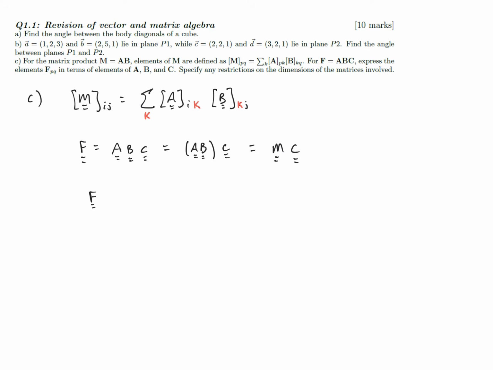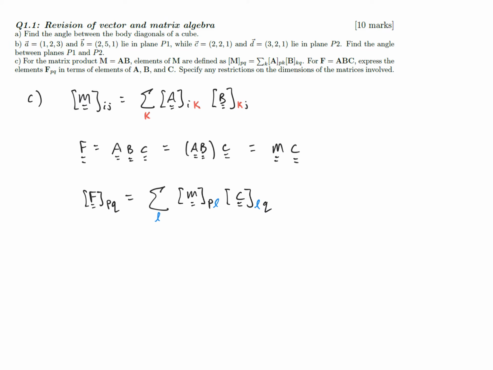So if we look at F, what are we looking for? FPQ we want, don't we? Then by exact analogy to the previous expression, that would be obtained by summing over, let's call it L, of the matrix M, and the components are going to be PL times the matrix C, and the elements there are going to be L, Q.